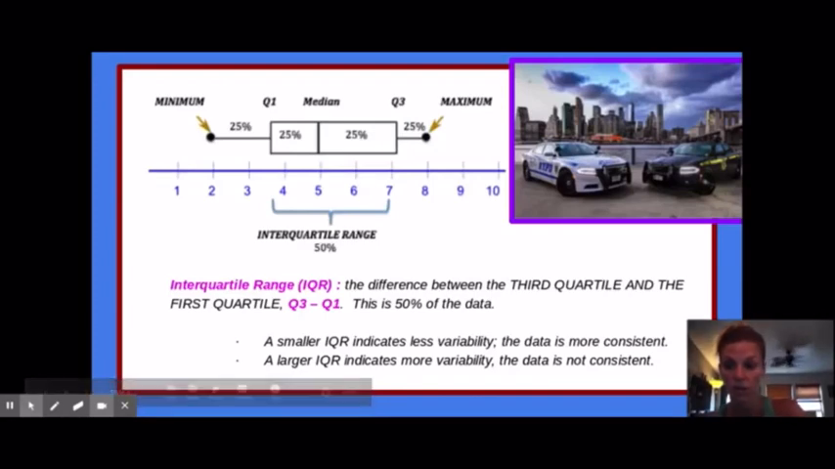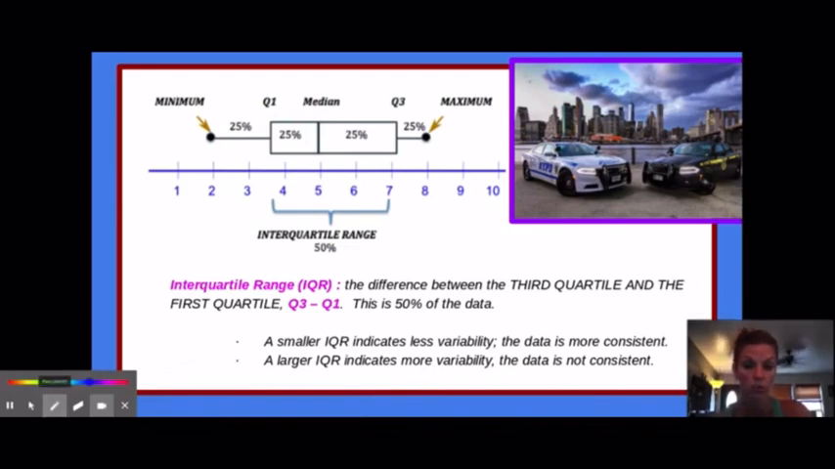We also have something called the interquartile range. So the regular range is the highest number minus the lowest number. The interquartile range just goes between quartile 3 and quartile 1. So the interquartile range is the difference between the third quartile and the first quartile. So you just subtract them. The smaller that number is, it means that the data is more consistent. So it's not spread out. If you have a large interquartile range, then the data is not consistent. It's really spread out from each other.